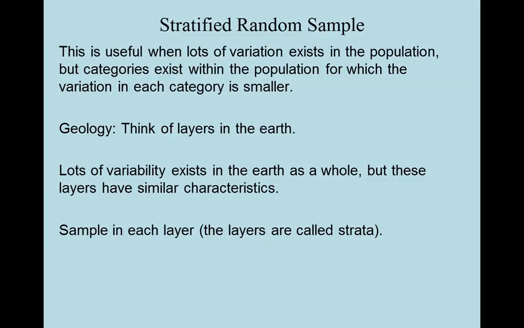Stratified random samples. This is useful when lots of variation exists in the population, but categories exist within the population for which the variation in each category is smaller. In geology, you would think of the layers in the earth. Lots of variability exists in the earth as a whole, but each layer has similar characteristics, or the layer is more homogeneous than the earth as a whole. Then sample in each layer. These layers are called the strata.